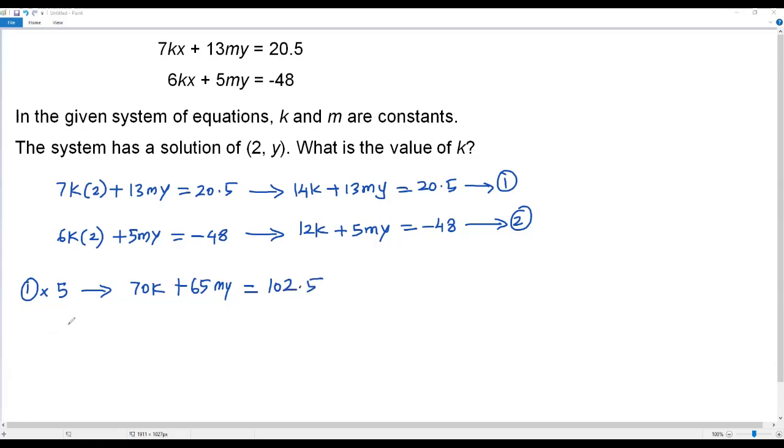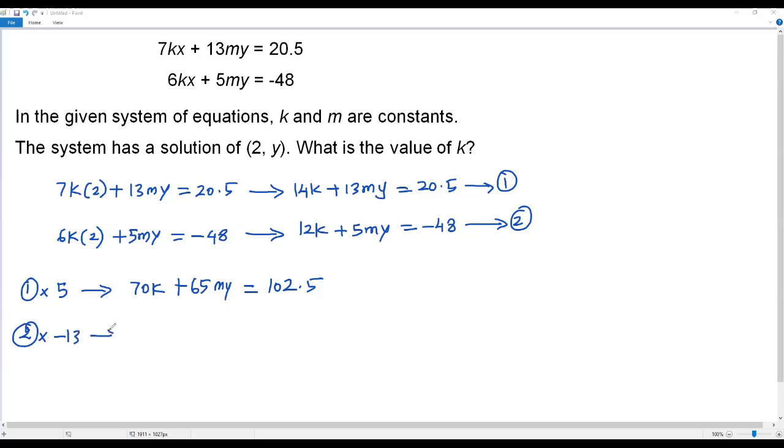Now I'm going to multiply the second equation by negative 13. Why should I multiply the second equation by negative 13? My aim is to get coefficient 65 for my, because I need the same coefficient for the term which contains my in both equations, since that's the least common multiple of 13 and 5. Here we have a positive sign. If I multiply the second equation by negative 13, it will become negative 65my. Already we got positive 65my. Once I get negative 65my in the second equation, I'll be able to eliminate the term which contains my.